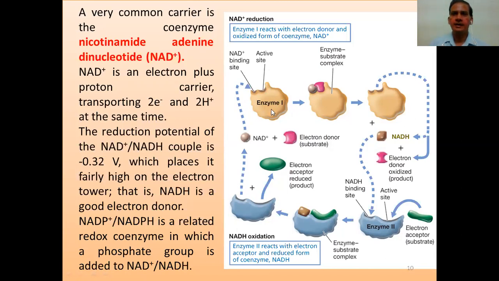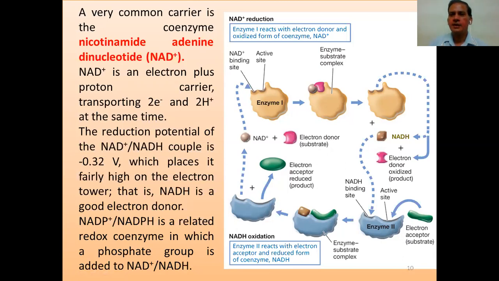So upon binding, this will lead to the enzyme-substrate complex, and ultimately it will lead to a product. So what will be the product? The NAD+ will be reduced to NADH. So it will accept electrons from this donor. This electron donor or substrate will be oxidized and this NAD+ will be reduced. Now this is kind of a recycling process, or a cyclic process.